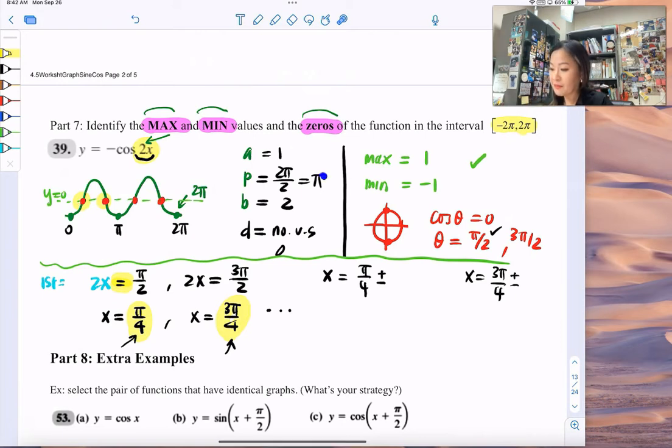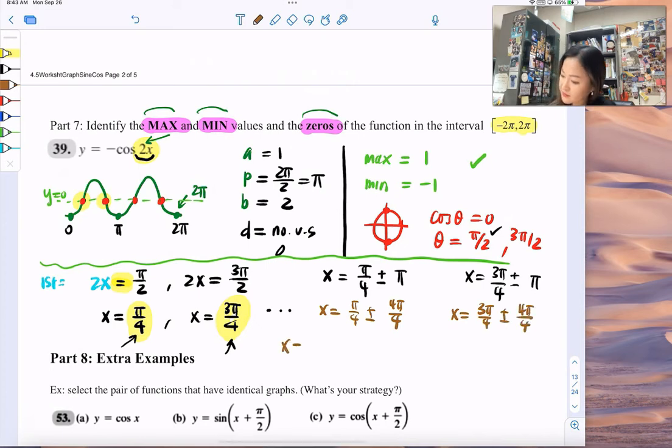That's what I'm thinking about. And I'm thinking about the period. How often does this happen? It happens every pi. So I'm going to go plus or negative pi. It happens every pi. Okay? So what does that mean? So I'm going to do this. I'm going to go x equals pi over 4 plus or negative 4 pi over 4, just to make it easy. 3 pi over 4 plus or negative 4 pi over 4.